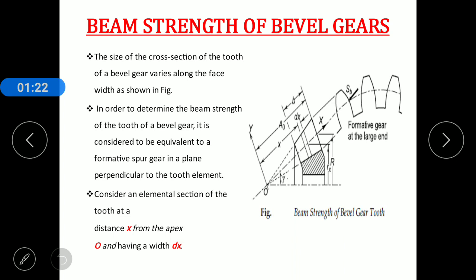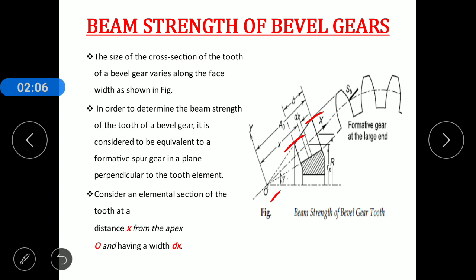Okay, for determining the beam strength, we consider an elemental section of the tooth at a distance x from apex point O and having a width dx. Everyone observe this sketch carefully. O is the apex point of the pitch cone. Gamma is the pitch angle. R is the pitch circle radius of the bevel gear. B is the face width that is shown on the large end of the gear tooth.